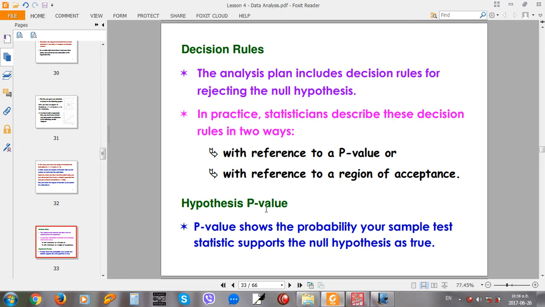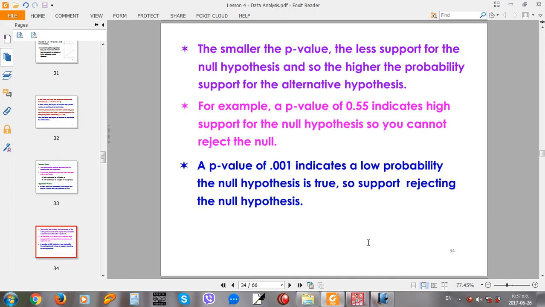Then the hypothesis p-value. Here the p-value we can take from SPSS. The p-value shows the probability that your sample test statistics support the null hypothesis as true. So that is the probability. The smaller the p-value, the less support for the null hypothesis, and the higher the probability of support for the alternative hypothesis. A smaller value gives less support to the null hypothesis, and a greater p-value gives support to the alternative hypothesis.